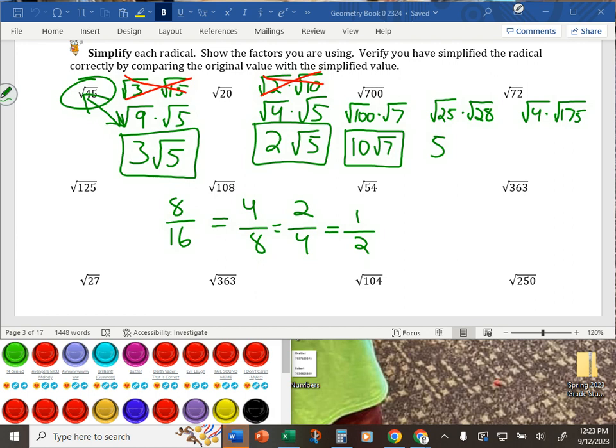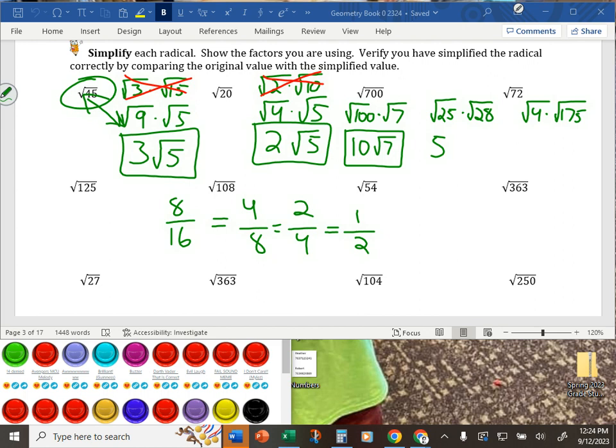Can you get from 8/16 to 1/2 in one calculation? Yes. But why did it take us 3? Because we didn't use the greatest common factor to start with. If we had divided each of these by 8 initially, which is the GCF, we would have gotten to 1/2 in one step. However, we divided by 2, divided by 2, divided by 2. We got there, but not as efficient.